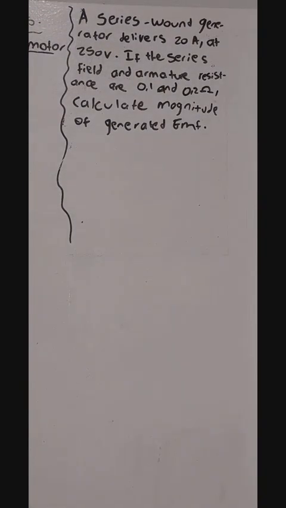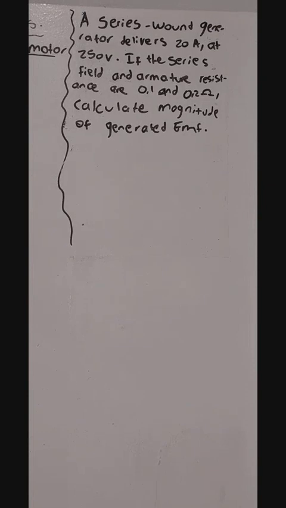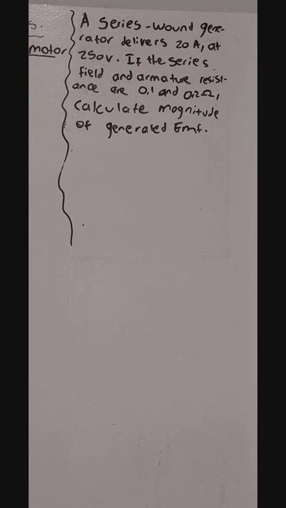Okay guys, the question says a series wound generator delivers 20 amperes at 250 volts. If the series field and armature resistance are 0,1 and 0,2 ohms, calculate the magnitude of generated EMF. So let's write down the given. Number one, always write down the given.